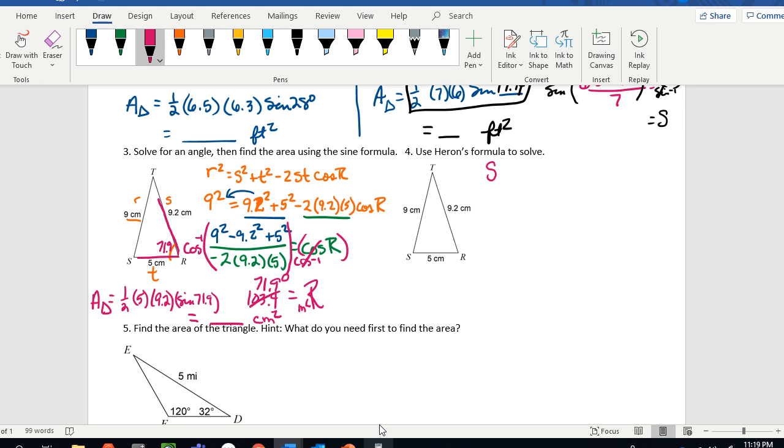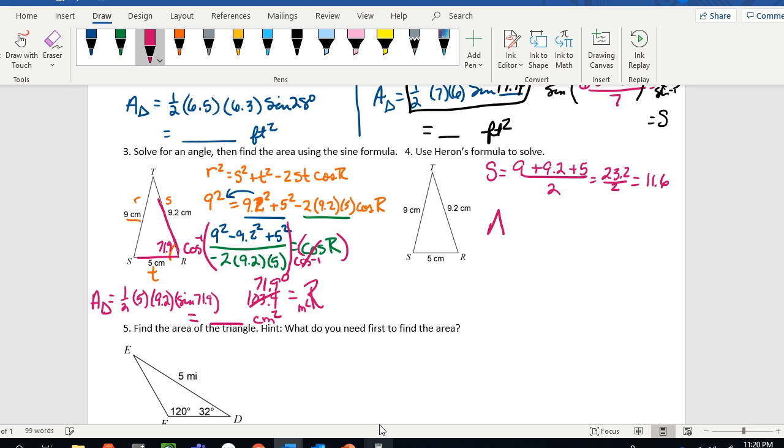All you'll have to do is start with S first and make sure you take the sides, 9 plus 9.2 plus 5. Well, we were at 18, that's 23.2, over 2. That's 11.6.